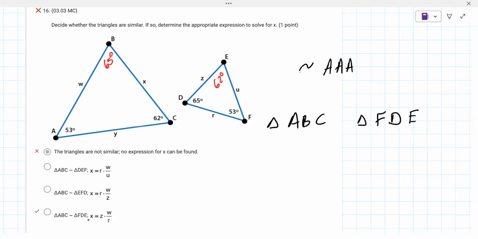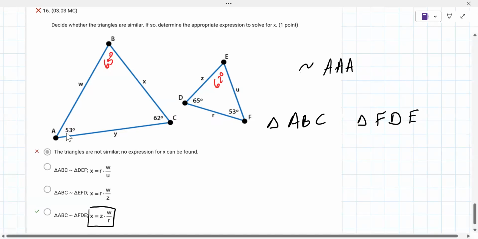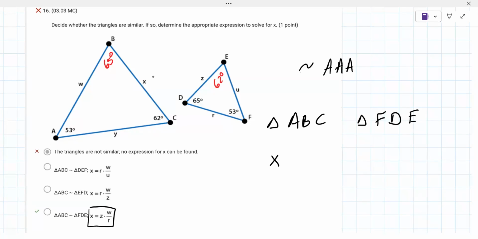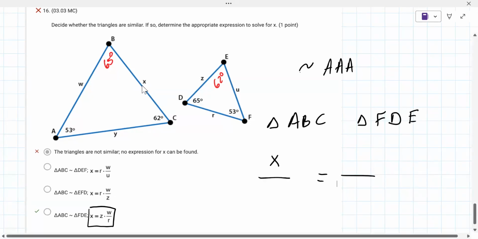Now, this proportionality thing over here, the way that it's written kind of confused me a bit. So now that we know that A is congruent to F, where is X? X is across from A. So X over... X corresponds to which side over here? Well, it's the one across from the 53, which is the Z.